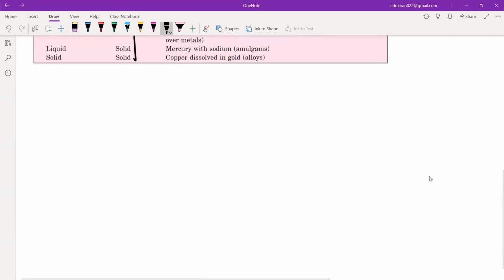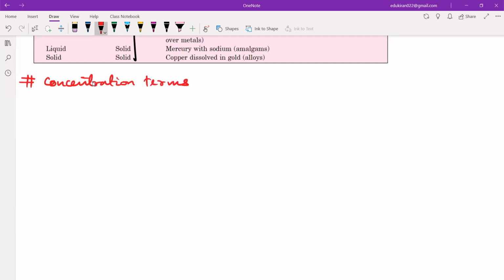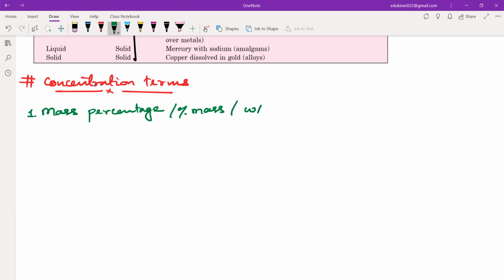And after that, write the important point, that is concentration terms. Concentration terms. Now, in concentration terms, the first thing that we are going to learn is mass percentage. Also written as percentage mass. Also written as W by W.